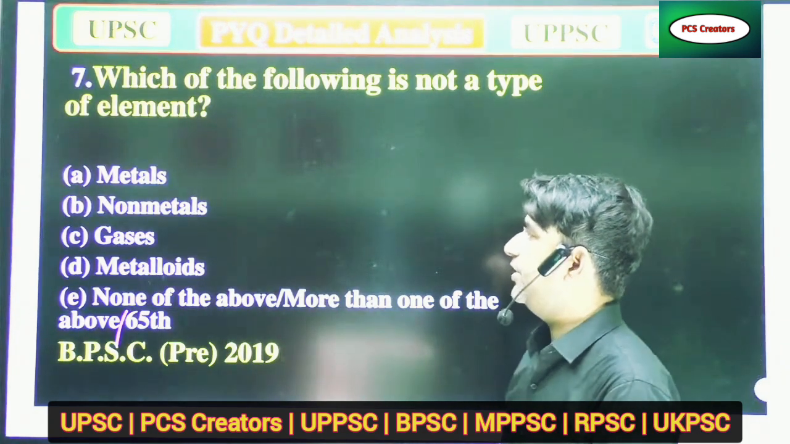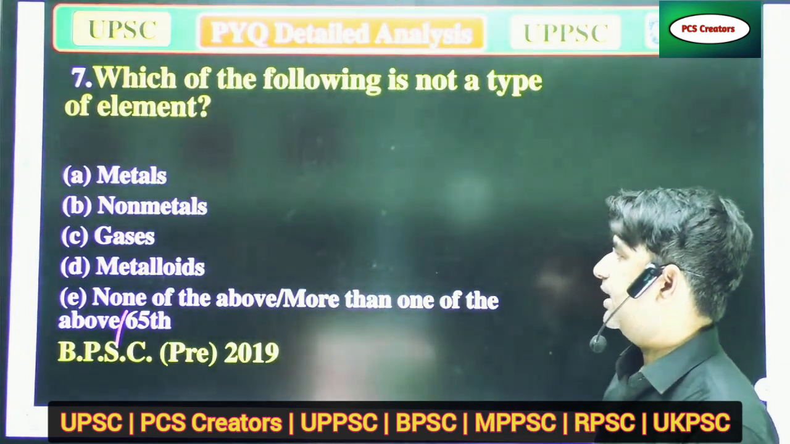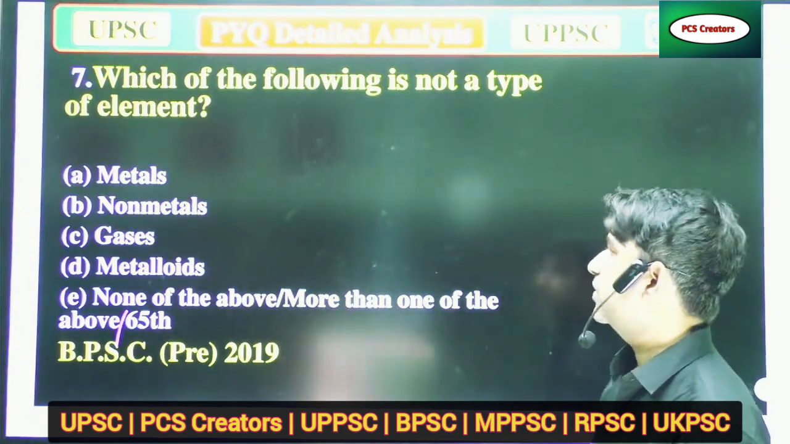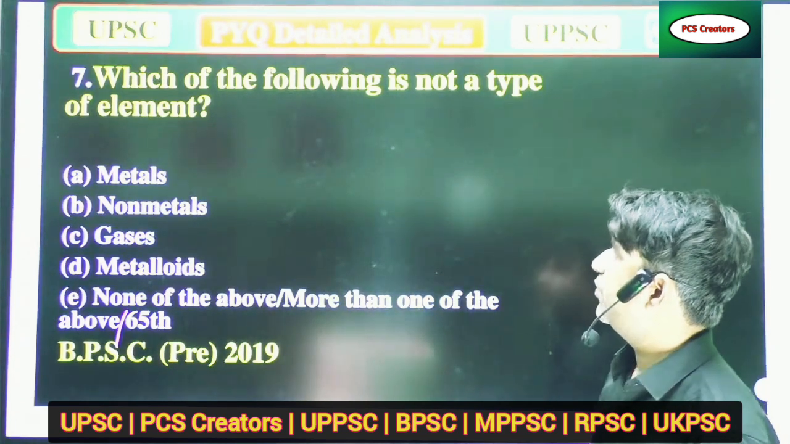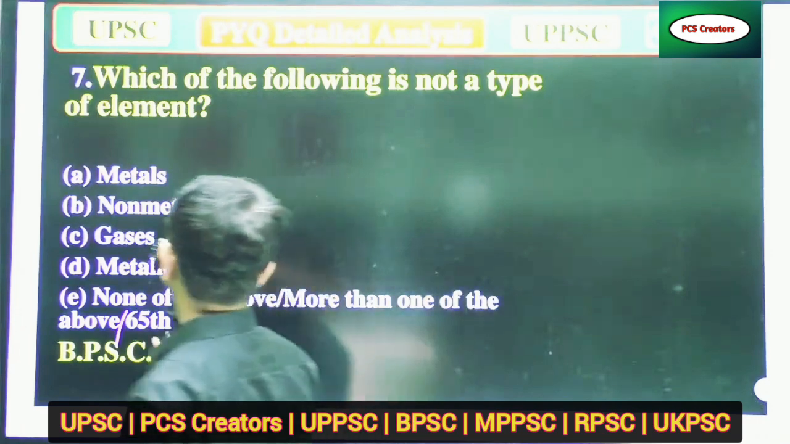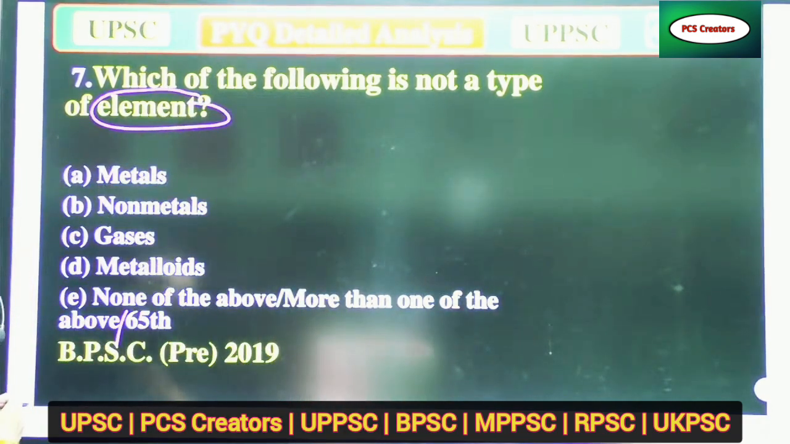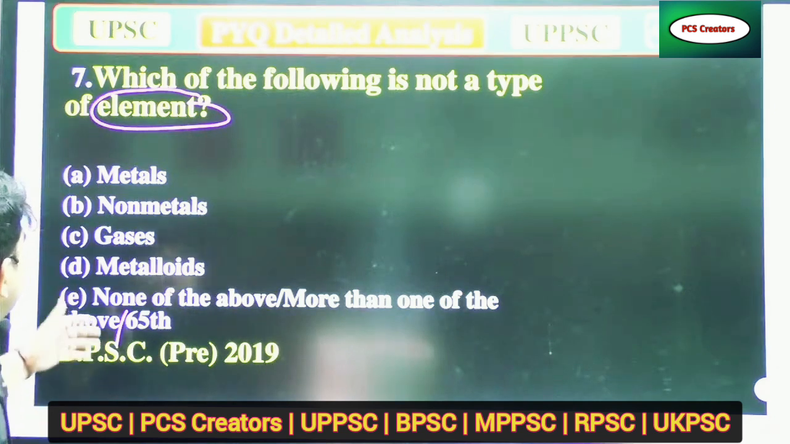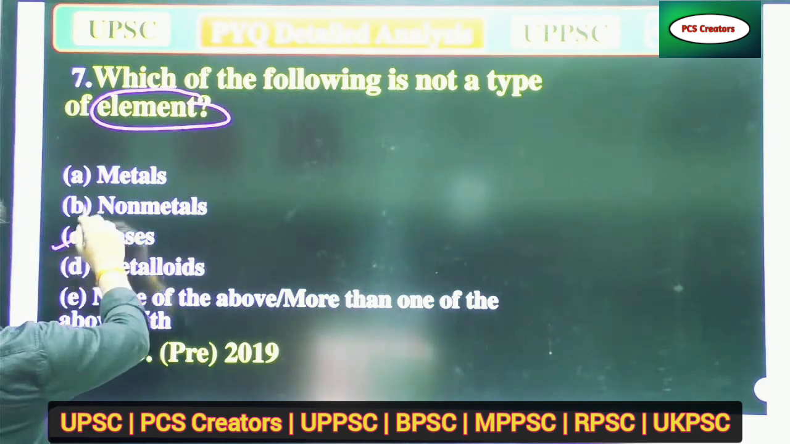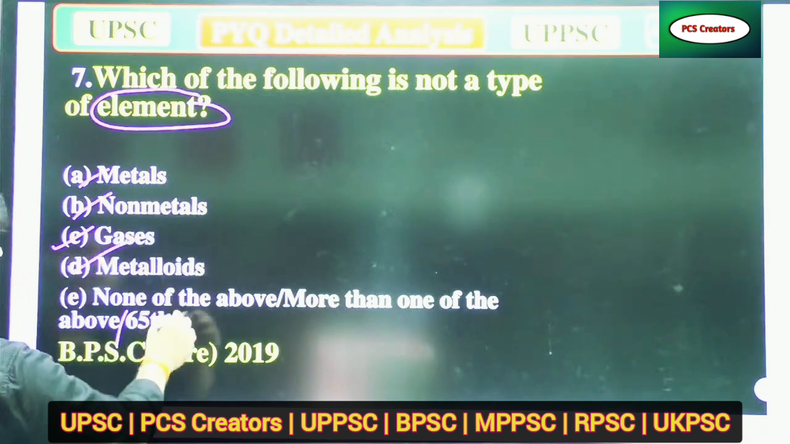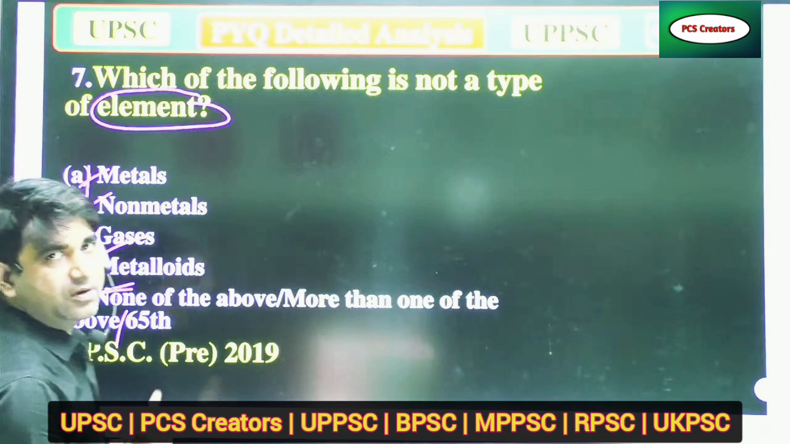A, metal; B, non-metal; C, gases; D, metalloids; and E, none of the above. So the question is: which of the following is not a type of element? Because elements have mainly three types, that is metal, non-metal, and metalloids. So gases are not there, metals are there, non-metals are there, metalloids are there. So option E will be the correct answer, because all these are found in the form of element.